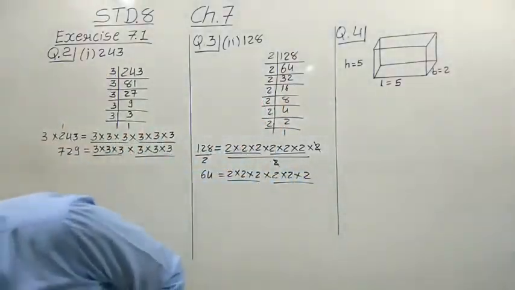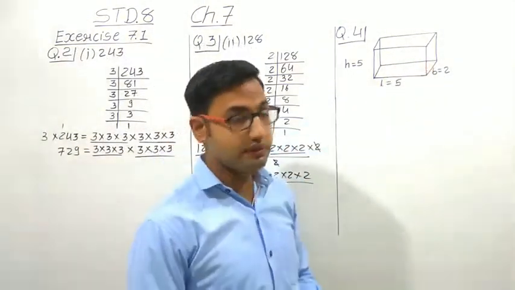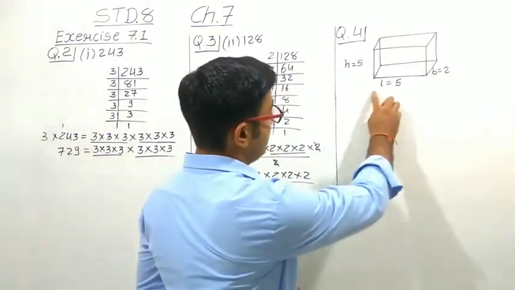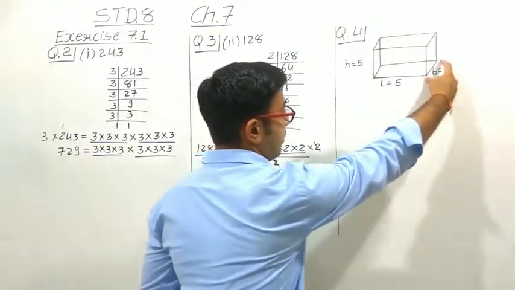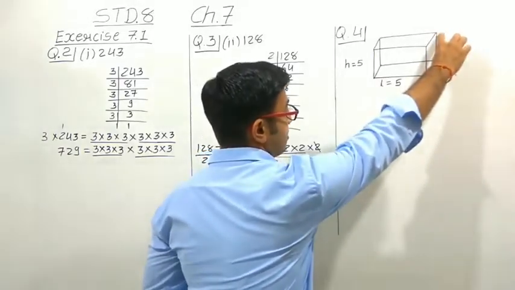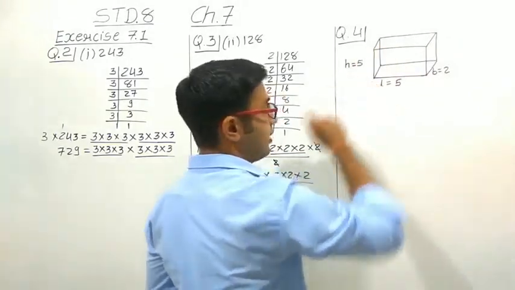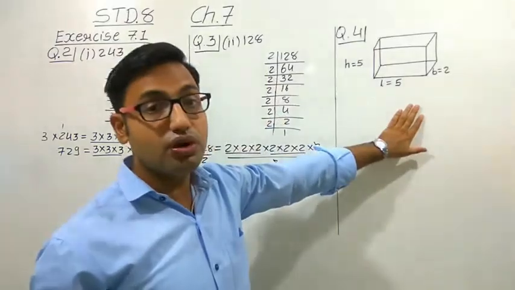See, here we are given one cuboid. This is a 3-dimensional object. Now its length, one of the sides, is given as 5 cm. The second dimension, the breadth, is 2, and the third dimension, the height, is given as 5 cm. So this is a cuboid. This is not a cube.